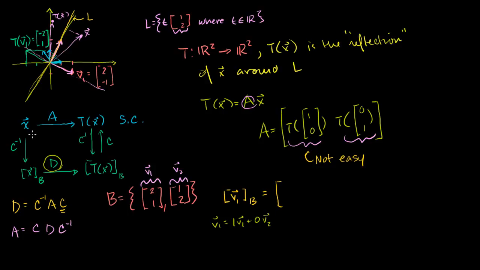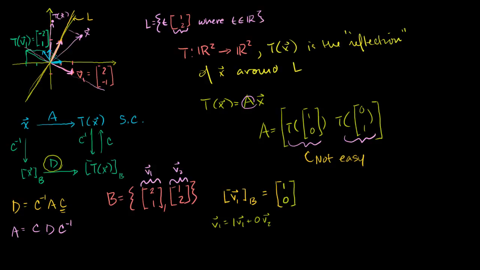I mean, if I wanted to, I could have found C inverse and multiplied by it. But it's almost trivial to find the linear combination of your basis vectors that gets v1. In fact, it's not almost trivial, it is trivial. v1 is 1 times v1 plus 0 times v2. So its coordinates with respect to the basis B are 1, 0. Fair enough. Now, what is D going to be?